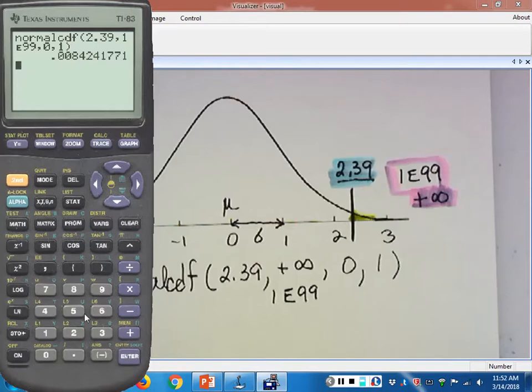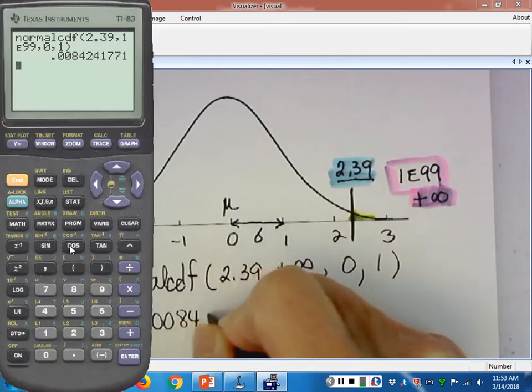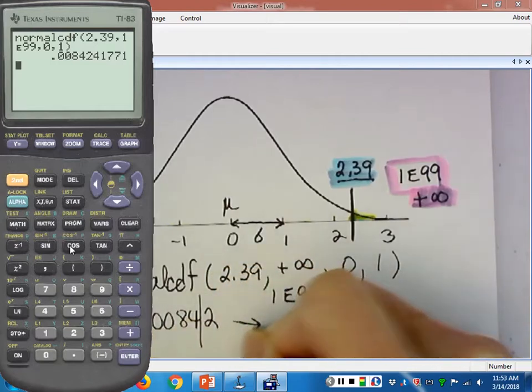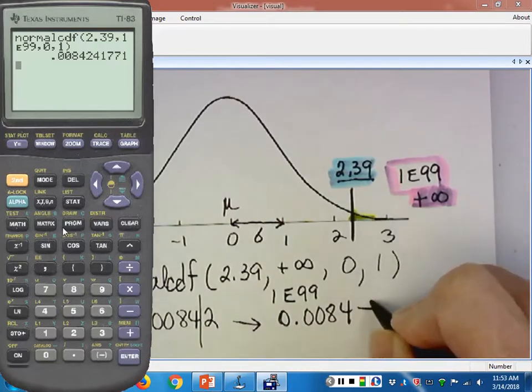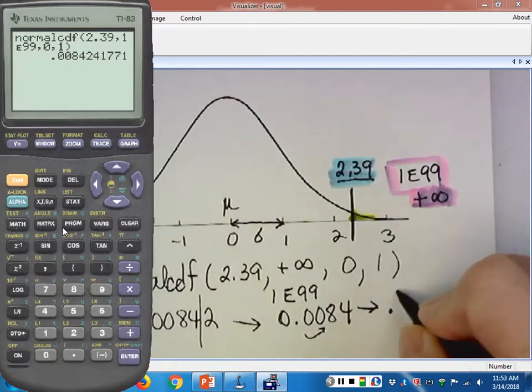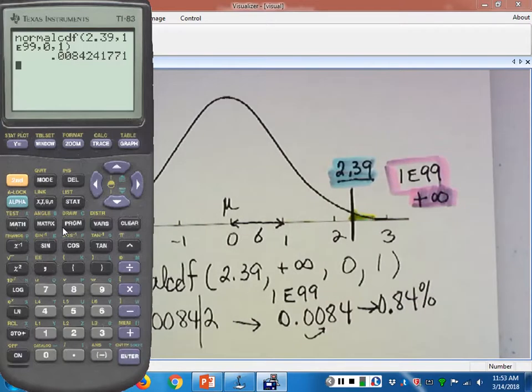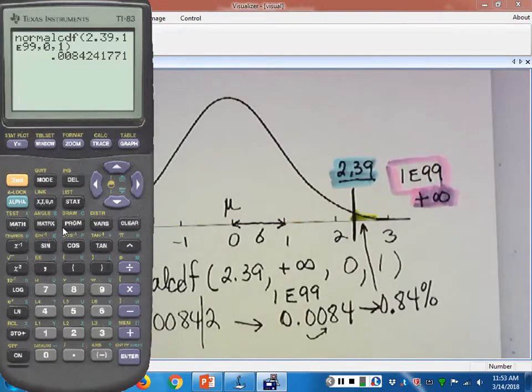And we see that we do get an answer that seems reasonable because it's 0.00842. Which we will round off to 0.0084. And just for reference, remember then that's actually, if you change that to a percent, that's 0.84%. It's not even 1 whole percent. It's less than 1%. Okay? And that explains why that area right there is so tiny. It's very, very small.